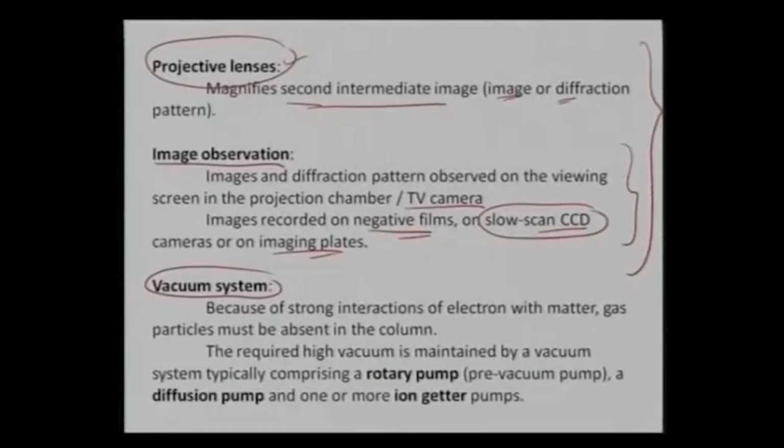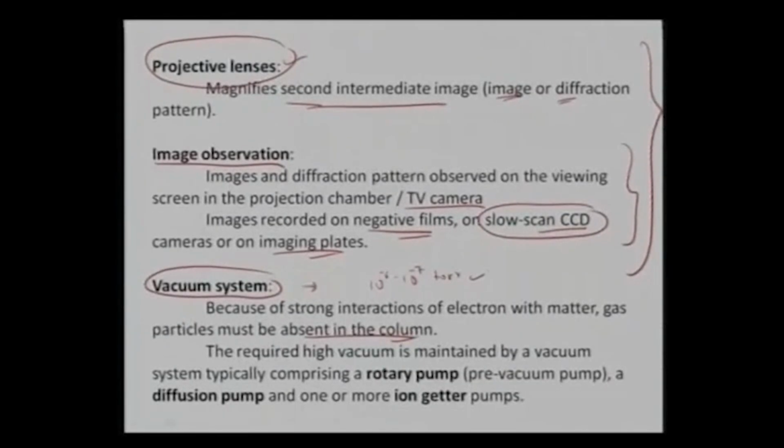So to disallow any interaction of the electrons with the gas, the gas particles should be absent in the column. For that I definitely need a vacuum system, and here I require a very high vacuum, which is approximately 10 to the power minus 6 to 10 to the power minus 7 torr. That much vacuum I require for creating the right conditions. So this is a very high vacuum which is being utilized here.